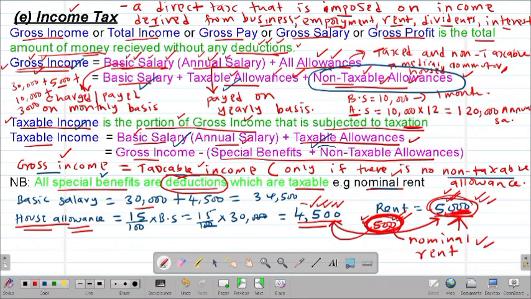Now, if a situation arises whereby the employee is living in a house whose rent is 4,500 shillings, then in such a case, there will be no need for nominal rent. So if the employee decides to live in a house worth 4,500 shillings as the rental, that is the rent to be paid, then in such a case, there is no nominal rent. So a nominal rent will only arise if the employee is living in a house whose rent is higher than what the government is providing as the house allowance. So remember, a nominal rent could occur in a situation where the employee is housed by the company or, let's say, the government.